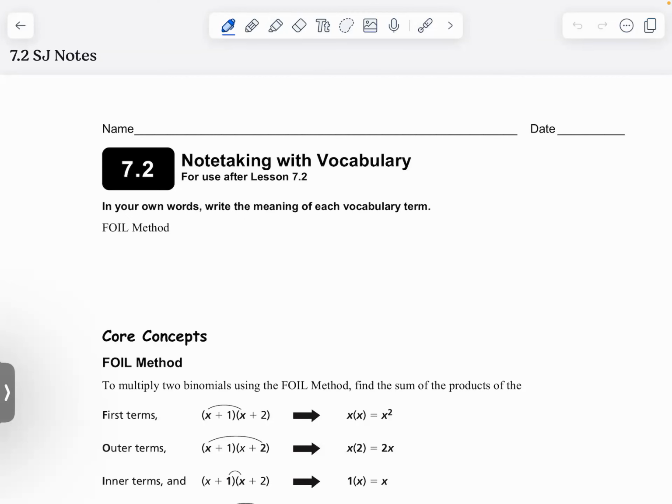Okay, we are going to talk about how to multiply two binomials. Okay, Allison, we just talked about this. What does a binomial mean? Two terms, okay? A bicycle has two wheels. A tricycle has three wheels. A binomial has two terms. A trinomial has three terms.